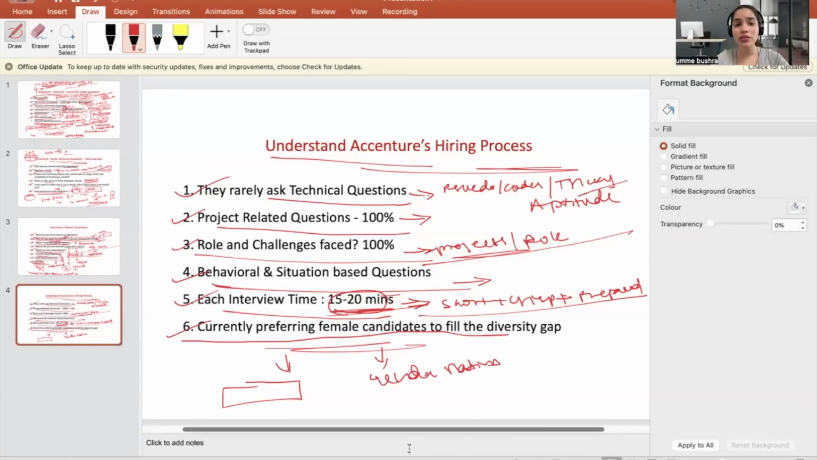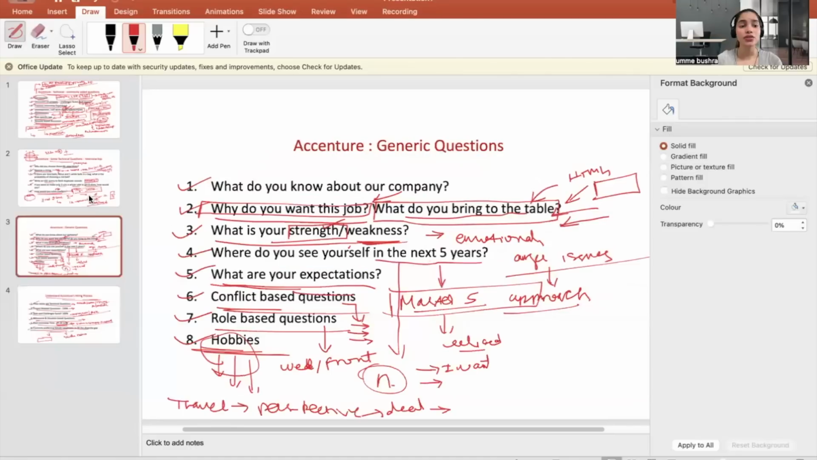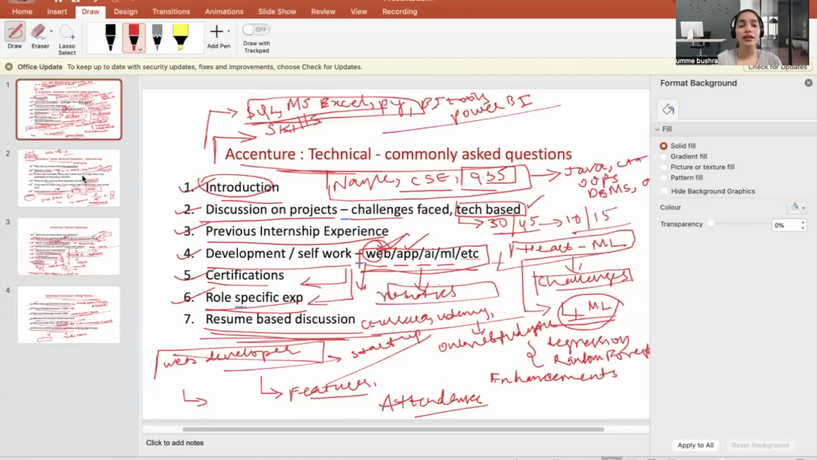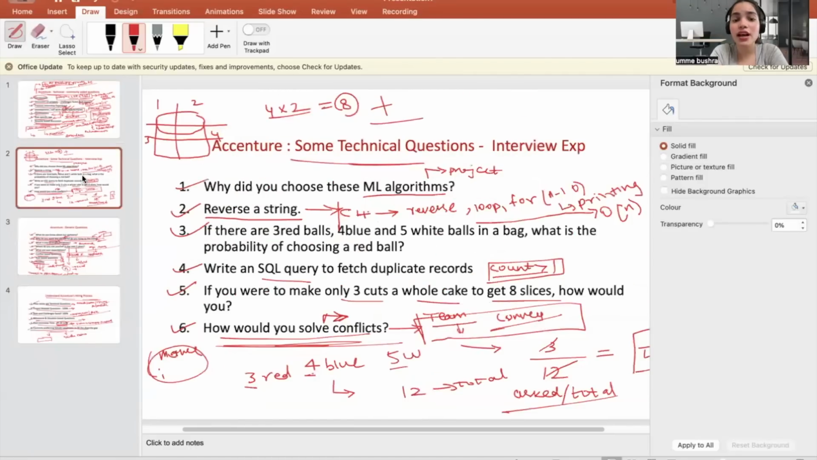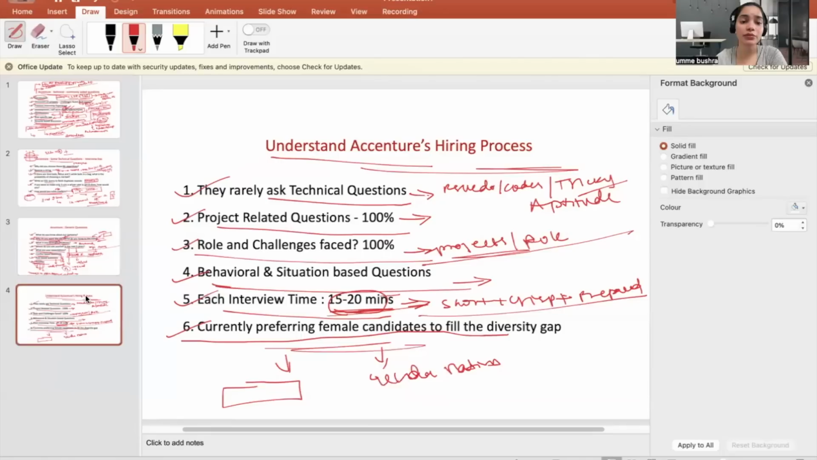So this is all that we had for today. All right. These are some of the questions that have been asked in the interviews. That's all I have to say for today. This is how the Accenture process is going on. These are the questions that have been asked, and these are the conclusions that we've been able to draw.